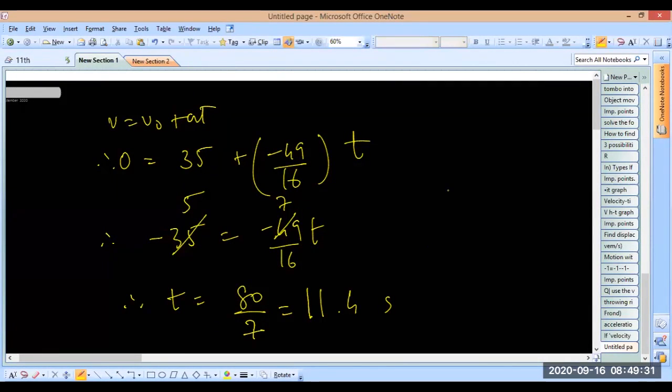Clear? So that's how you do it. It means it will stop after 11.4 seconds. Clear?